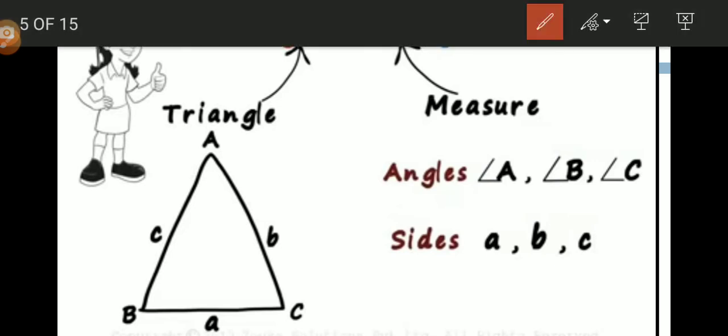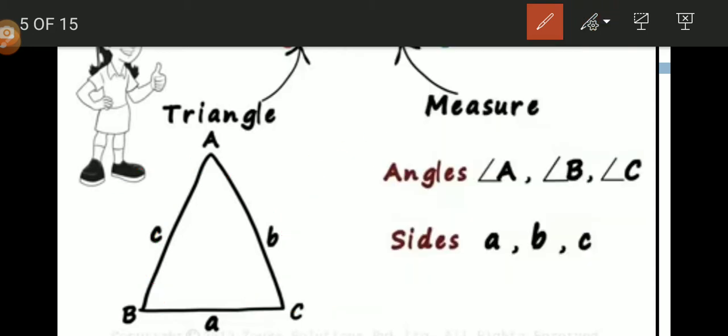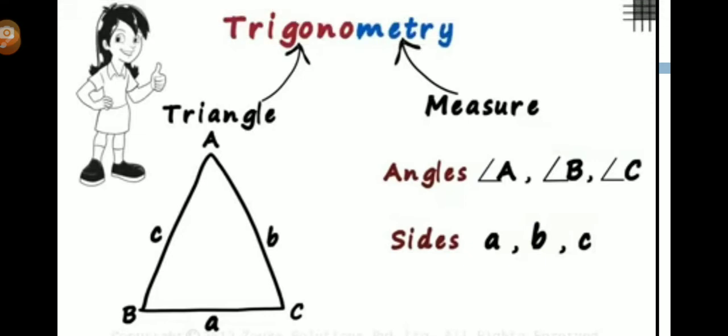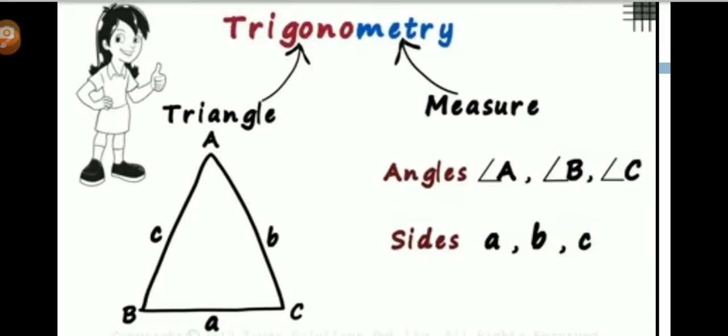If you consider this triangle ABC, let a be the length of the side opposite angle A, and similarly b and c be the lengths of the sides opposite angle B and angle C. These are the only 6 things we deal with in trigonometry: angle A, angle B, angle C, and the sides a, b, c.